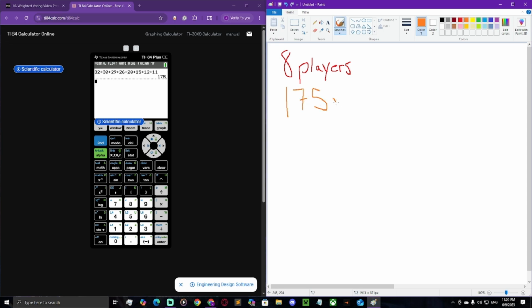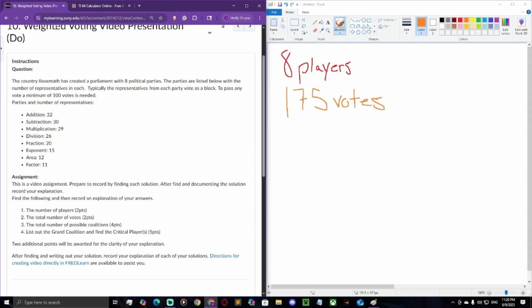175 votes. Remember, our quota is only 100, and that will help us answer the 4th question. So number 3 is, we're going to skip yellow because it doesn't appear as brightly. Total number of possible coalitions.